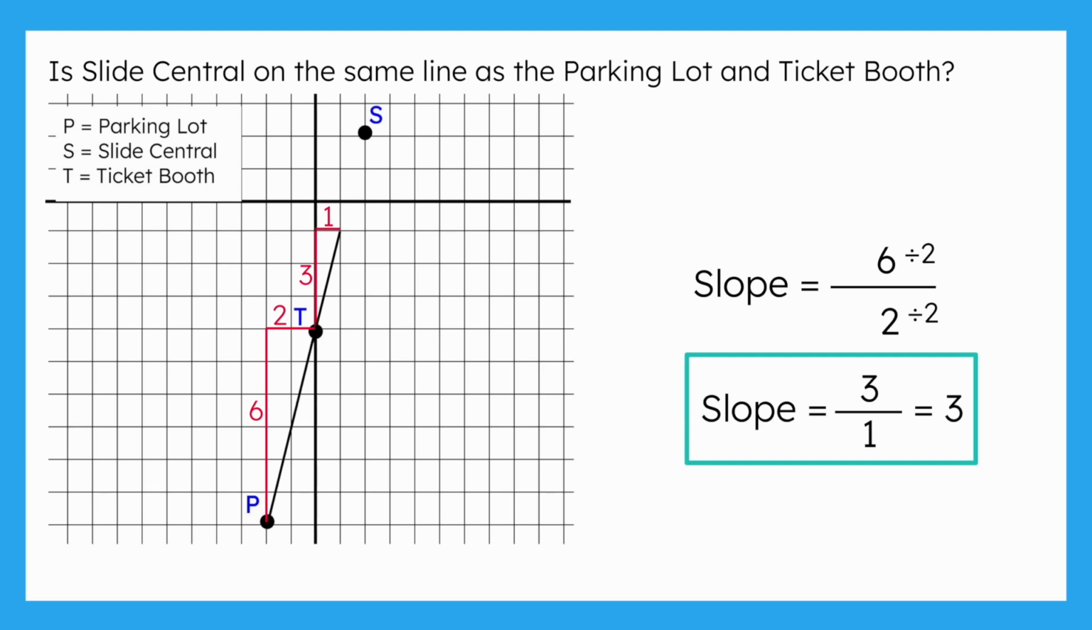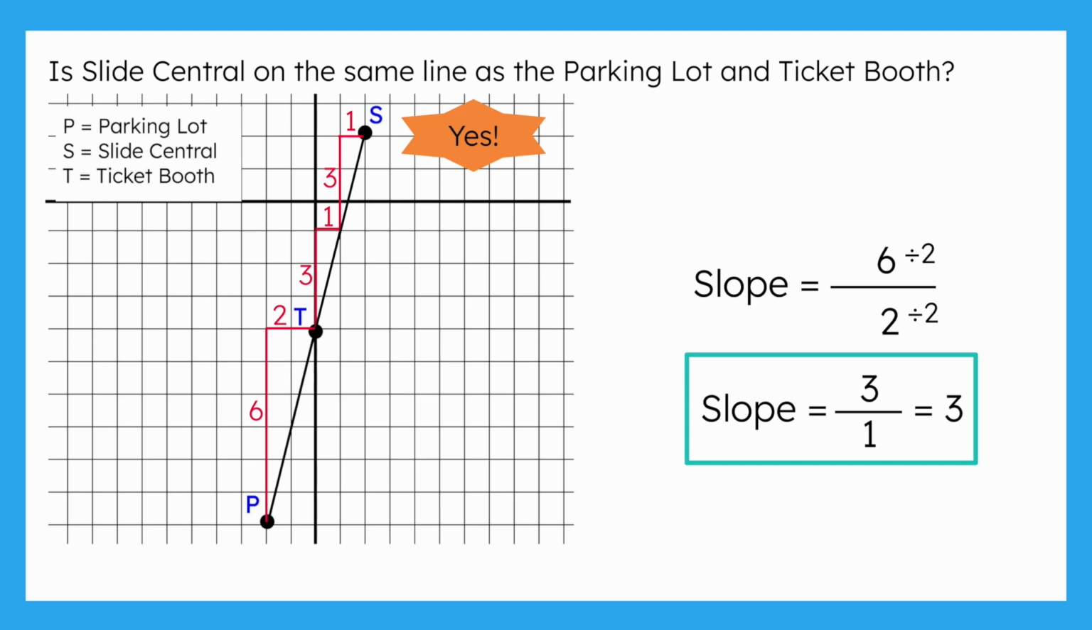That didn't reach Slide Central. Let's draw another one from that point we just made. Rise another 3 and run 1, making sure our triangles are the same. And hey, that gets us to point S, representing Slide Central. Yes! Slide Central is on the same straight line path as the parking lot and ticket booth.